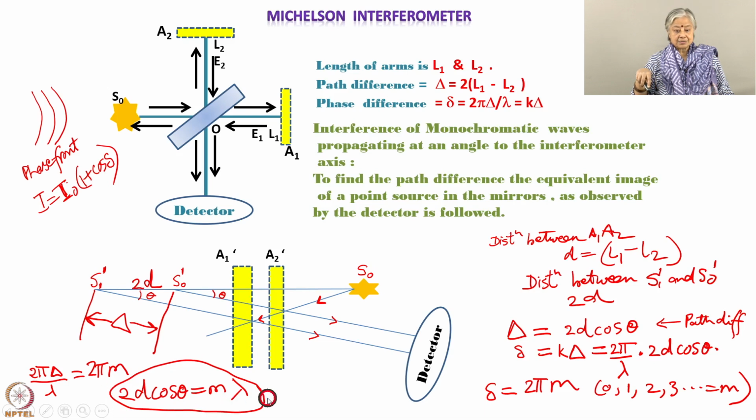Why do I bring this in? I bring this in because my source is at an angle. It is not exactly parallel like this. It is at an angle theta with respect to the axis of the Michelson's interferometer. So this is a more realistic form of the interference pattern, because any source will have some finite width and it will be spreading out.